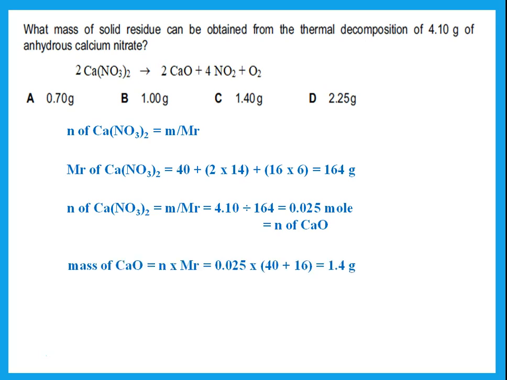Now, what is he asking? He's asking for mass. How do I get mass? Mass is number of moles times MR. MR of the calcium oxide we're talking about. So that means that I end up with 1.4 grams, which is C.